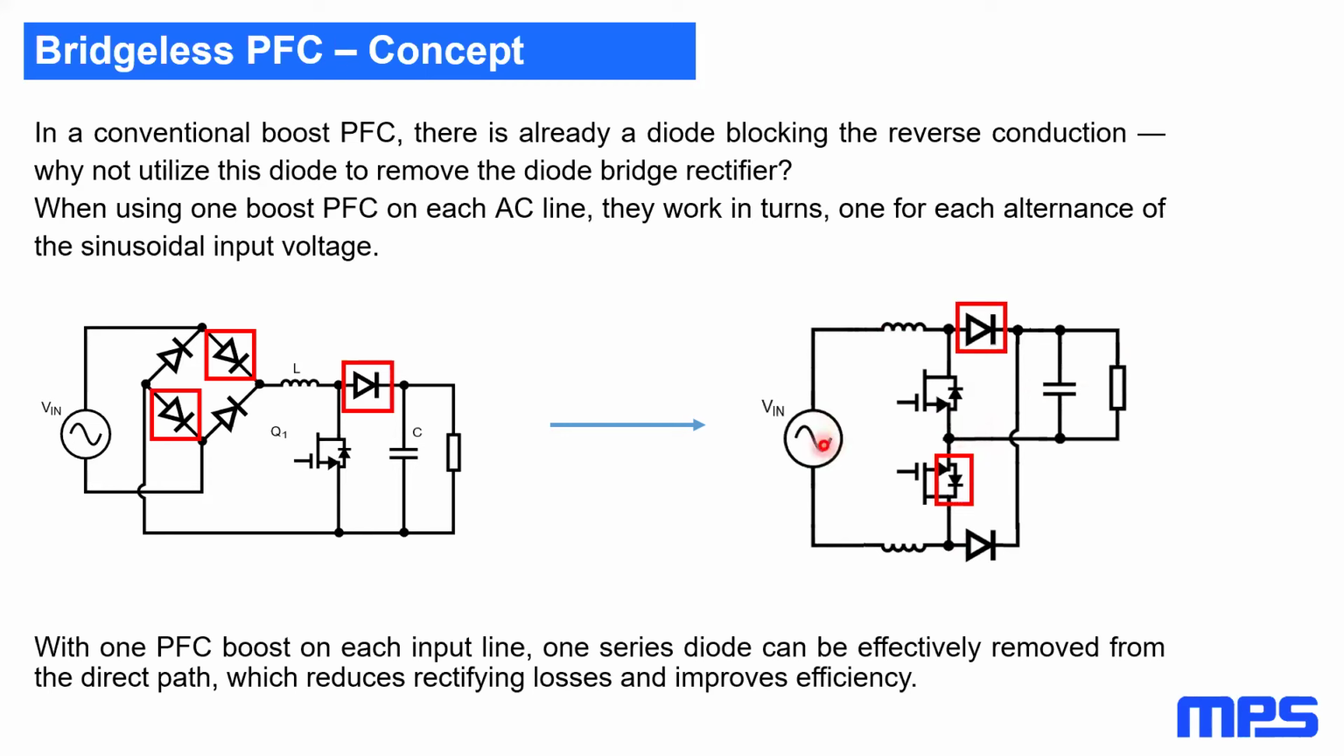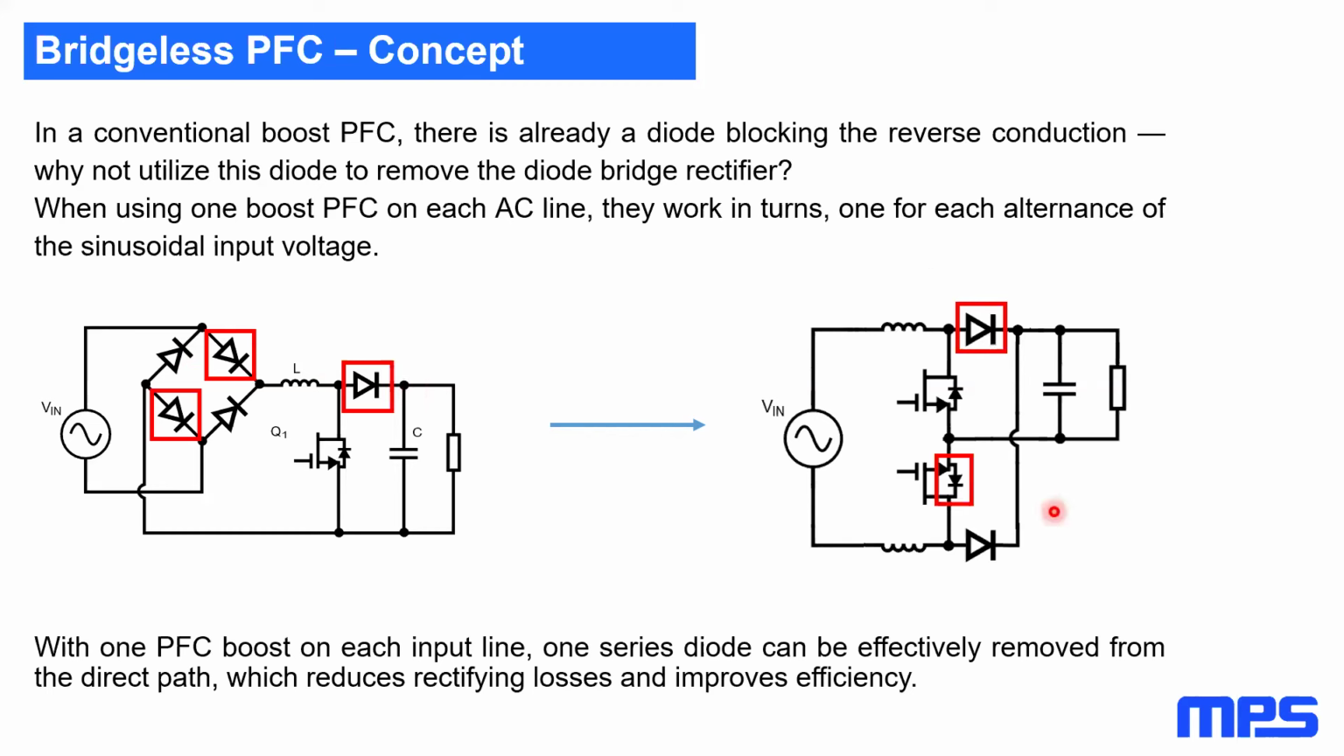And then when the alternance is the opposite, it's the other diode that's conducting, and then through the body diode of the other FET. So we have one PFC boost on each line, so we double it. But in reality, if you do the count at the end, there are only two diodes now in series instead of three with the regular implementation. So you can definitely improve the efficiency by reducing the losses of at least one diode.